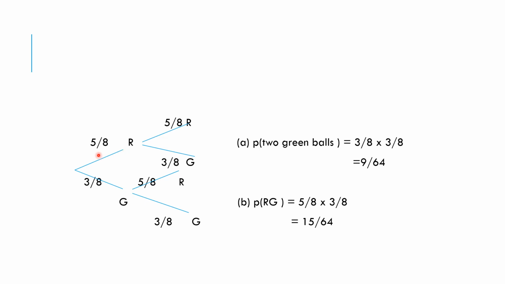The first ball is red, 5 by 8. The second ball is red, it's 5 by 8. First ball red, 5 by 8. Second ball green is 3 by 8. First ball green is 3 by 8. Second ball red is 5 by 8. First ball green is 3 by 8 and second ball green is 3 by 8.